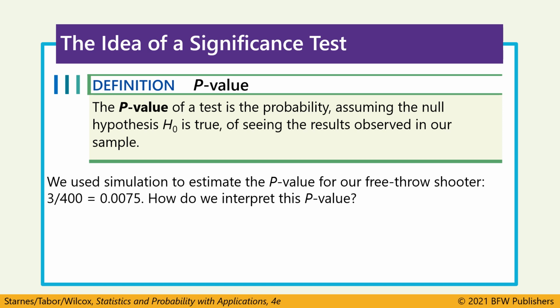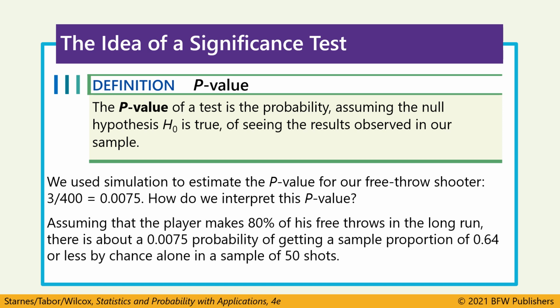When it comes to interpreting this p-value, the null hypothesis being true is the condition for this probability. So assuming that the player makes 80% of his free throws in the long run, there's only a 0.0075 probability of getting a result 64% or less in a sample of 50 shots. Because that's so unlikely, that's evidence against that null hypothesis and in favor of the alternative that he makes less than 80% of his shots overall.